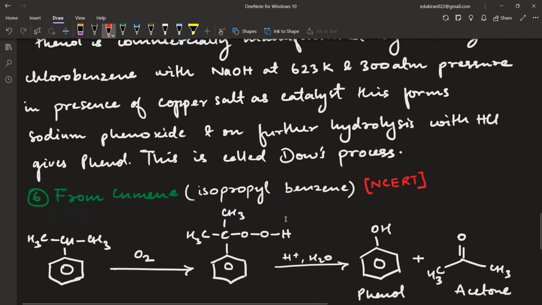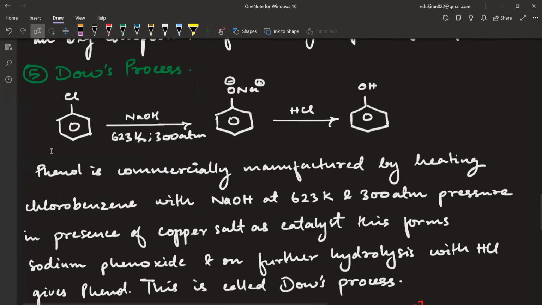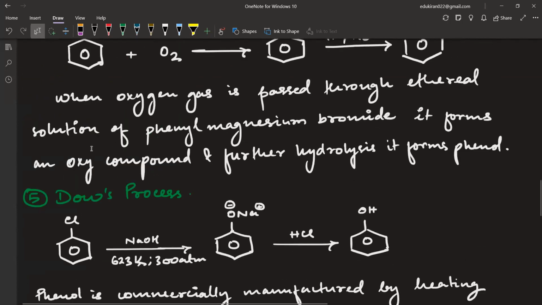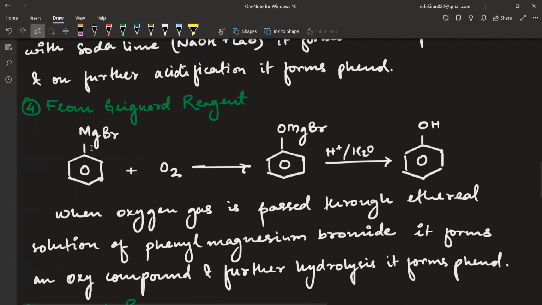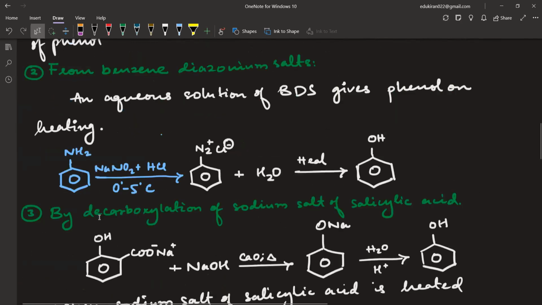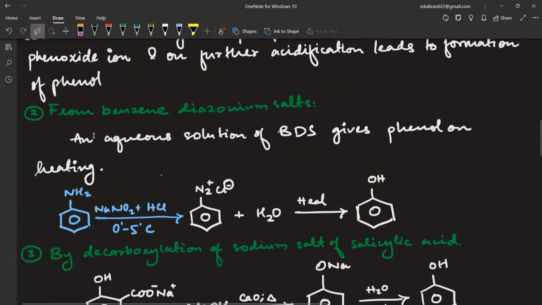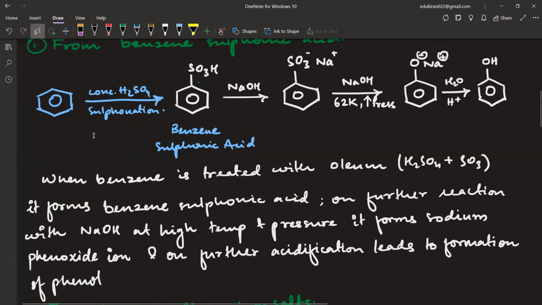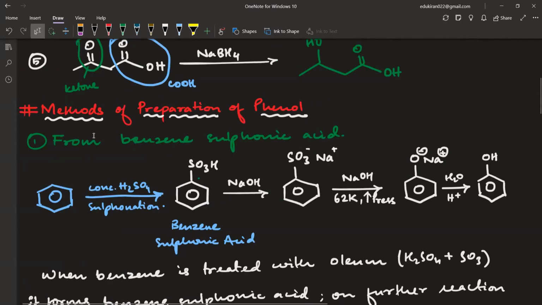Okay. Similarly, you will see another method of reaction. You will see whether Dow's process is there or not there, right? Then you will see whether the Grignard reagent route is there or not there, whether decarboxylation is there or not there, from benzene diazonium salt it is there or not there, right? Similarly, from benzene sulfonic acid, is it there or not there?